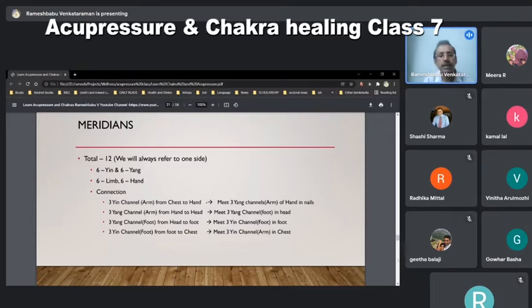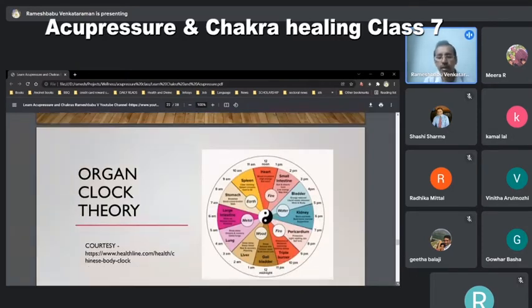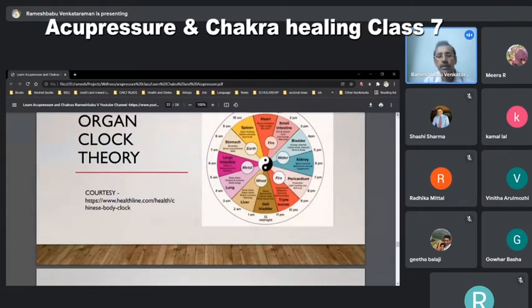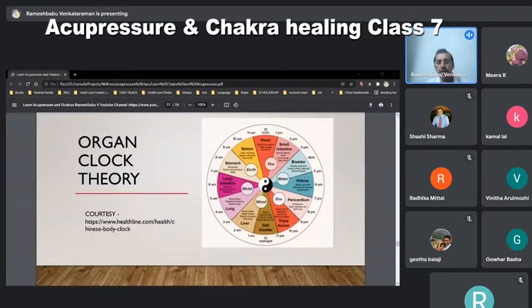Then the next thing we discussed is the organ clock theory. What is the organ clock theory? It says that energy flows through all the organs, but the way it flows is that each and every organ gets the maximum energy at some point of time. The way to remember this is a simple technique. You can start with, let's say, 3 o'clock in the morning. At 3 o'clock, the lung becomes active, trying to rejuvenate itself and get fresh air. So 3 to 5 is the lung time.